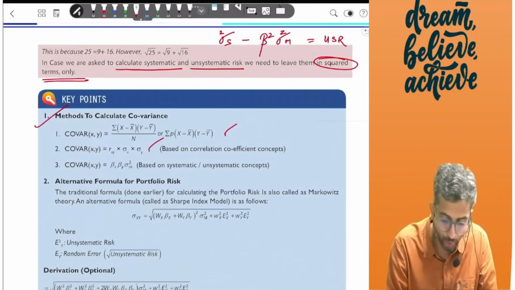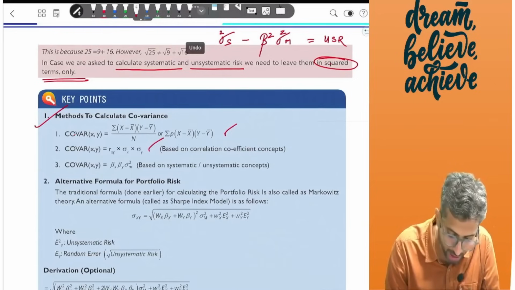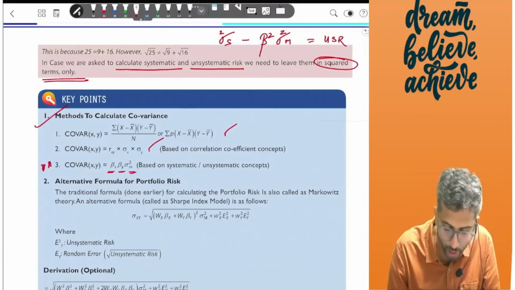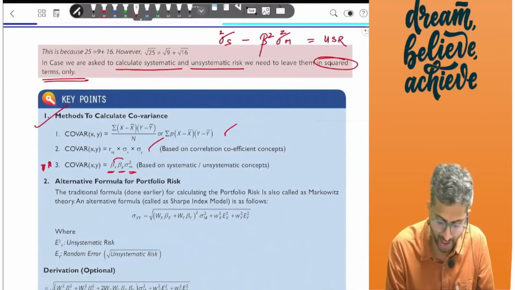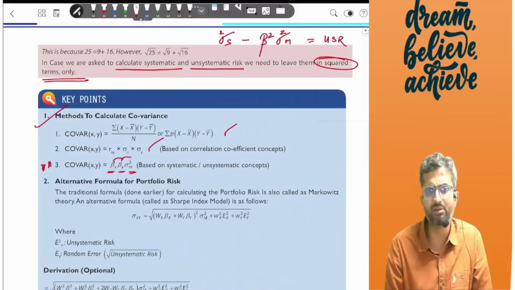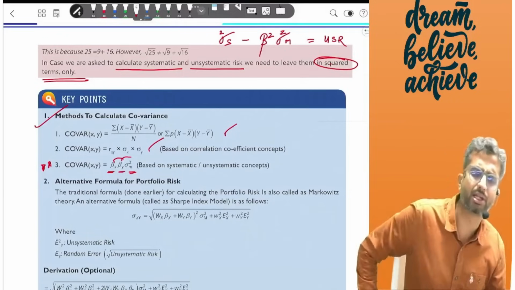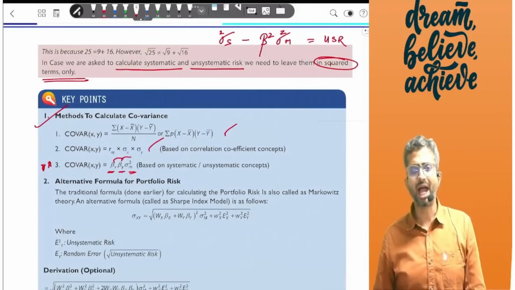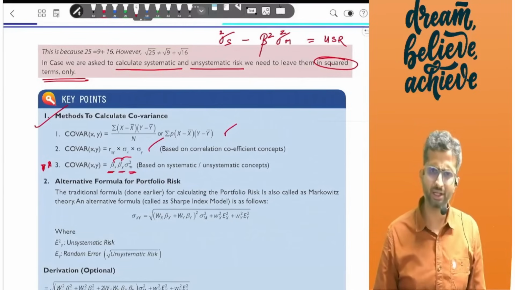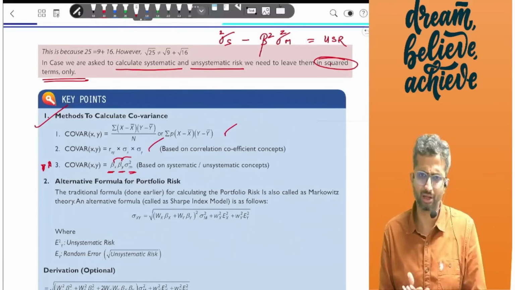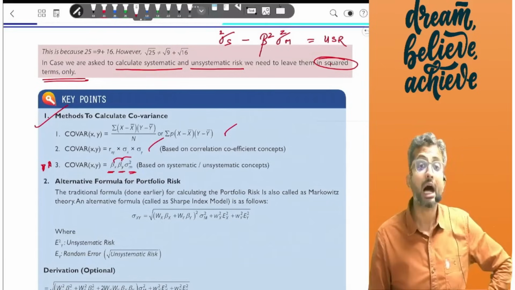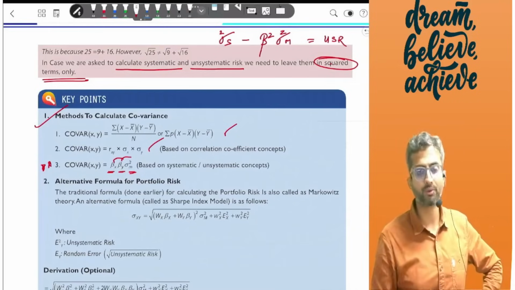And then there is a new formula, which we will study over here. That is beta X into beta Y into variance of the market. So this is nothing but beta X into standard deviation M, which is like the systematic risk of X, and then beta Y into standard deviation M, which is largely the systematic risk of Y. And as a result, you are trying to find the covariance. We have done the derivation for this as well, but right now it is not required. It is important that you remember the formula. This is the third formula for covariance.